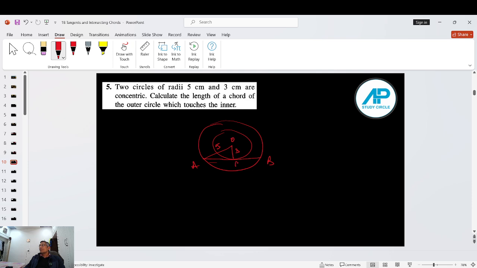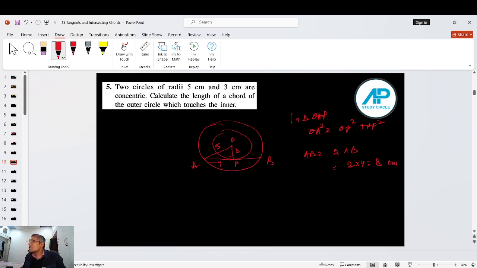OP is perpendicular to AB. Radius and tangent are perpendicular. We have to find the value of the chord. So in triangle OAP, OA squared equals OP squared plus AP squared. As you can all see, the value of AP is 4. AB equals twice AP. That gives you 8 centimeters.